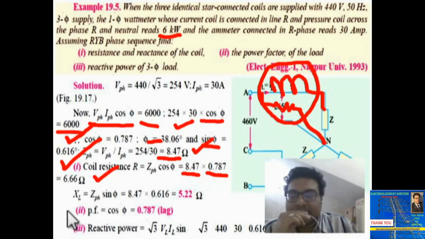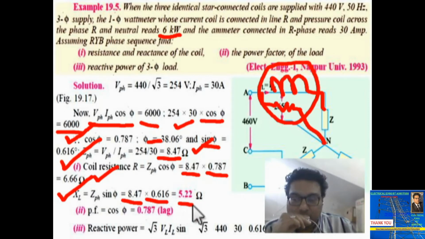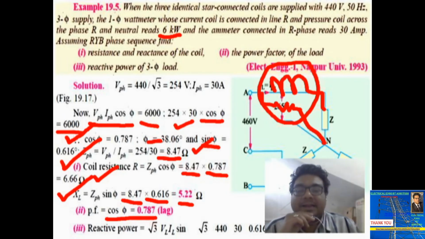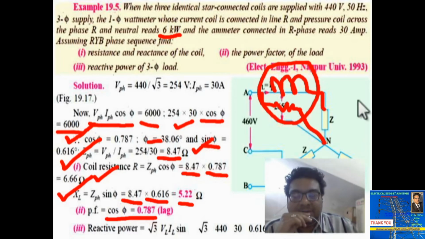That is R phase. And XL, you can find out the reactance, that will be inductive reactance. So XL equal to ZPH sin phi, we know the formula already, and Z equal to 8.47, sin phi is 0.616, and that will become 5.22. And then power factor cos phi is 0.787 lagging, because this will be an inductive circuit. RL is there in all three branches.